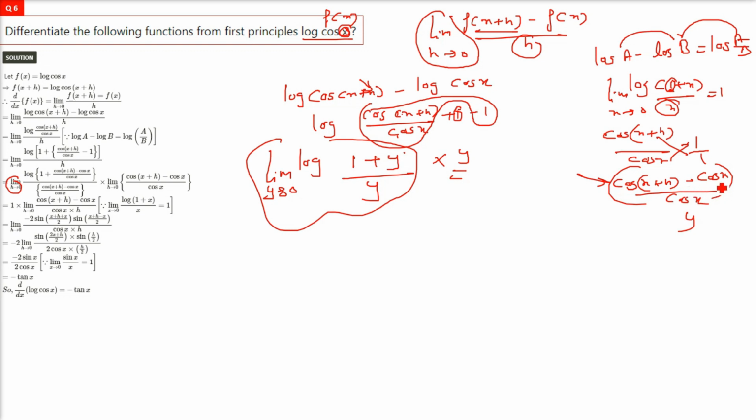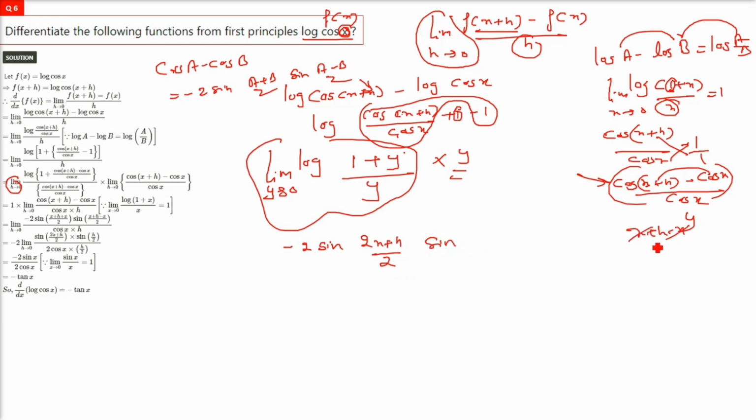So we have cos a minus cos b. Cos a minus cos b is minus 2 sine (a plus b) by 2 sine (a minus b) by 2. Let me write it here. So this you can use. A is x plus h and b is x here. Minus 2 sine (2x plus h) by 2, and then we have sine (x plus h minus x) by 2. X gets cancelled, you have h by 2. Remember, h was already there in the denominator, so I'll use it here. Let us write this h in the denominator.